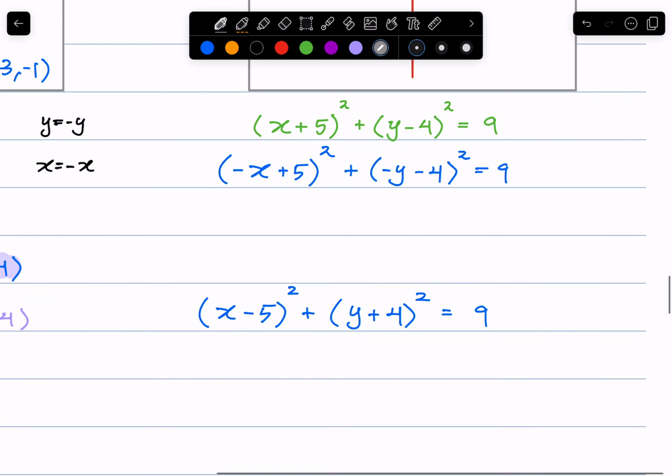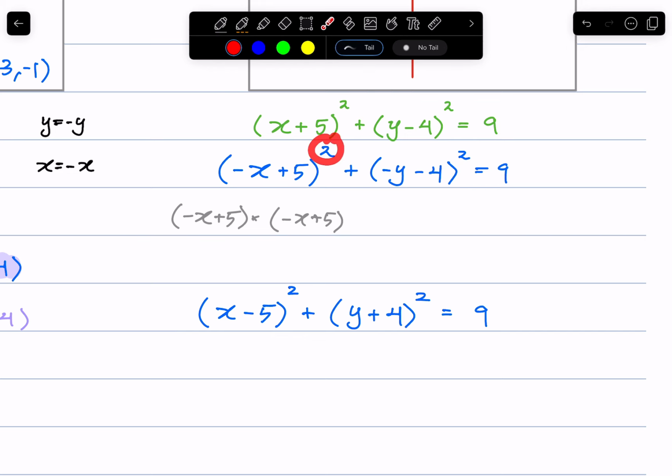And notice how I've left room just to really demonstrate to you what just happened again. This becomes negative x plus 5 times negative x plus 5. Remember, that's what squared means. There are two groups of this. There's that plus. Likewise again, negative y minus 4 times negative y minus 4. This is all equaling 9.